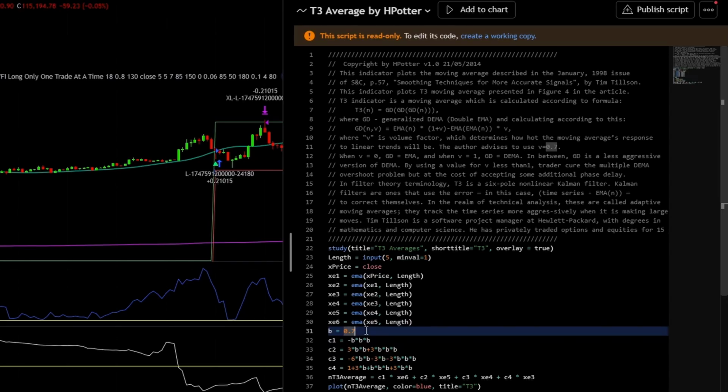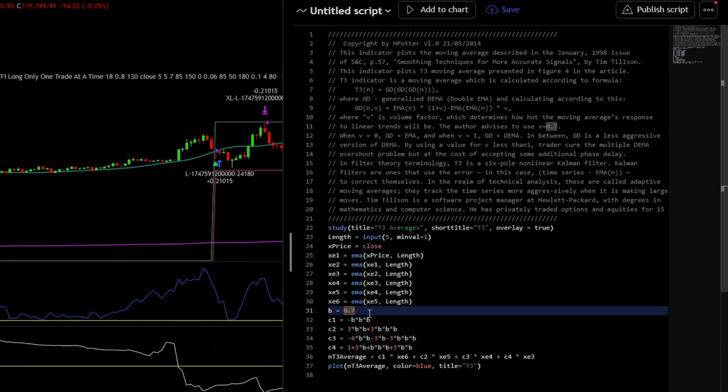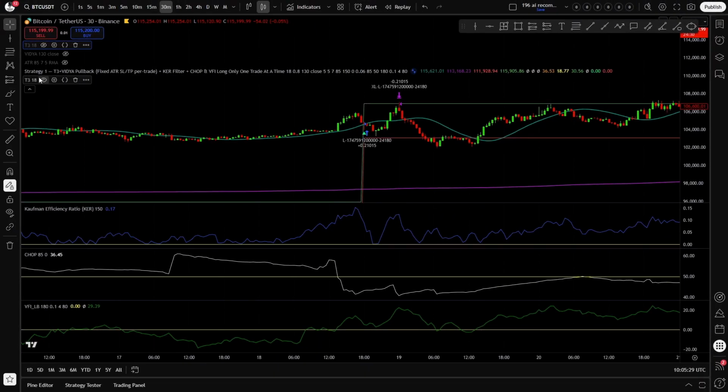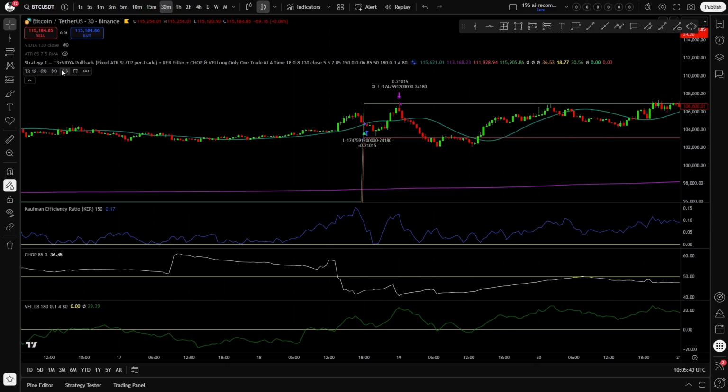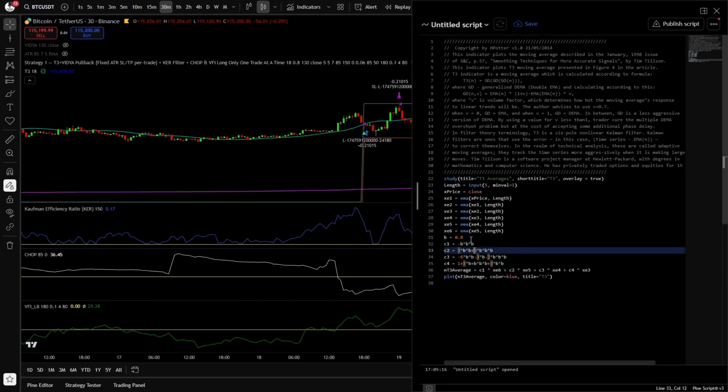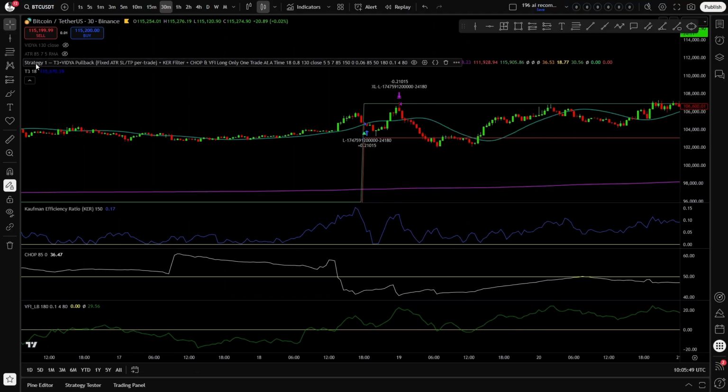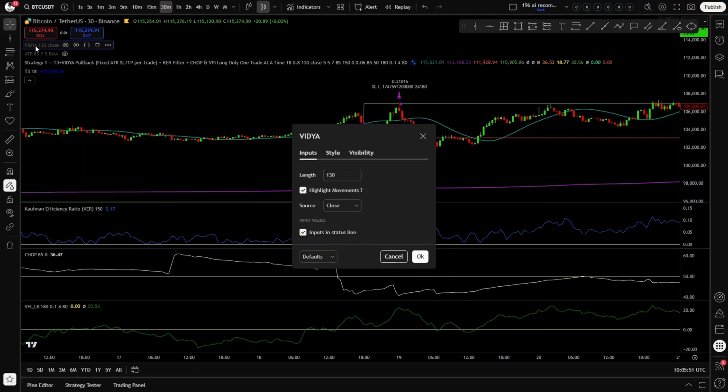into 0.8. To do that, you have to click here, create a working copy. And now you can modify the indicator, so just change this value, the B value, to 0.8, and then click on Add to Chart. Now if you've done that correctly, you will get a new T3 on your chart. You can delete the previous one because we won't need that. And if I take a look on the code of this one, you can see that its B value is set to 0.8.